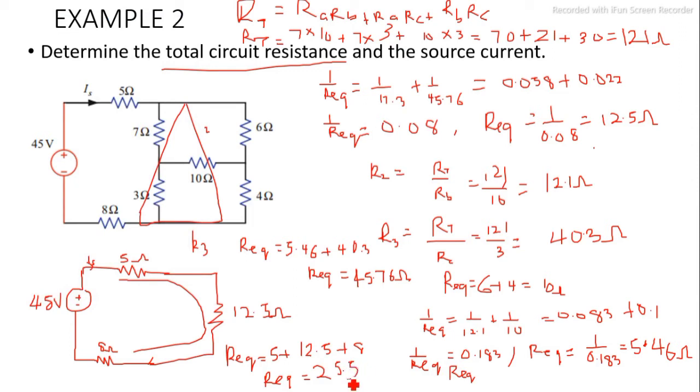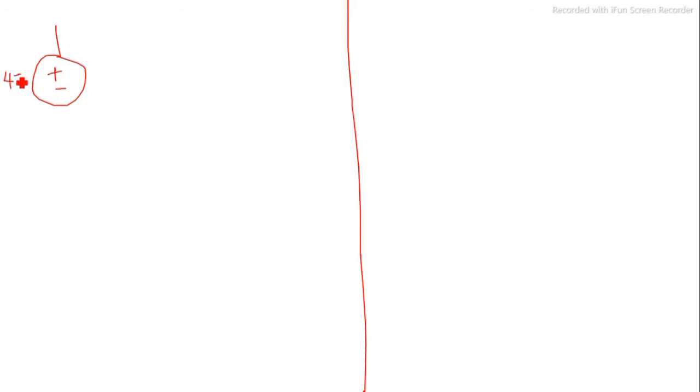25.5 ohm. So that means the total equivalent of this circuit is what? 25.5 ohm. So let's draw it on the other side. We have a 45 volt battery. We have a battery source, plus minus, which is 45 volts. You have a current supply, which is the I source.